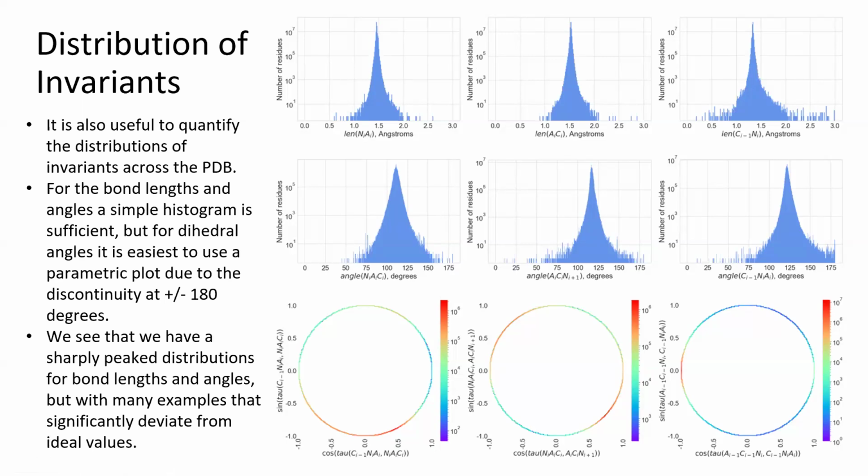which could be some sort of natural geometric variability, but in general, these things are plotted to or refined using idealized values. So particularly for this length, CI minus 1 NI, there's quite a tail of longer bond lengths. So there can be quite a bit of deviation from ideal values.